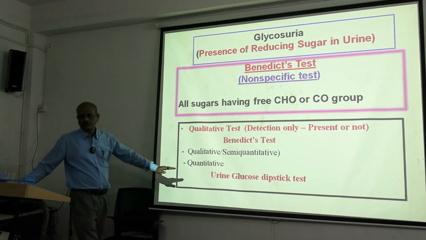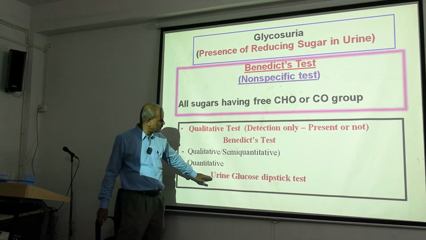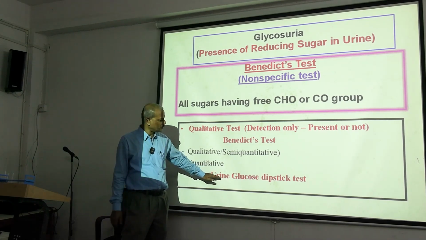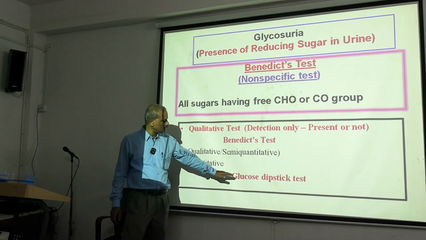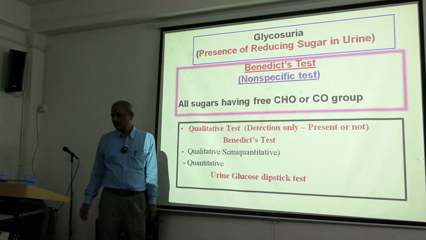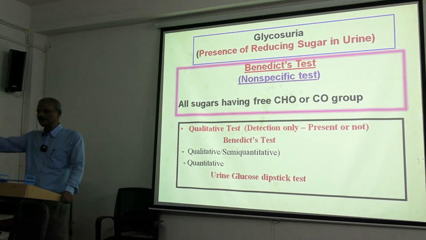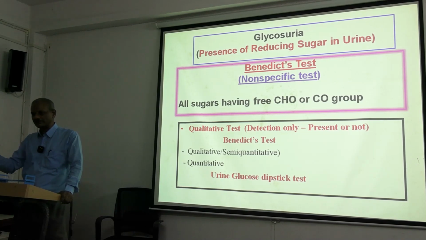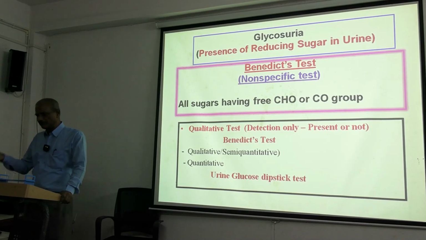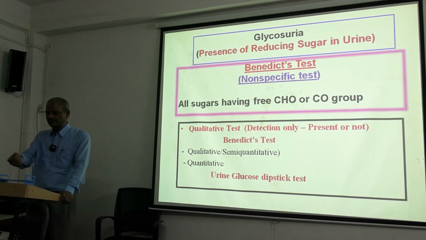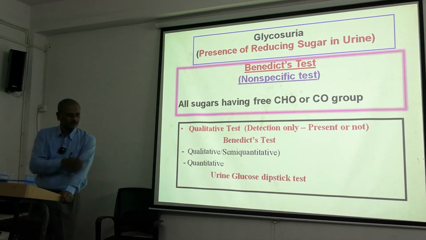The most commonly used method nowadays, for the last 10 to 15 or 20 years, is the urine glucose dipstick method. The Benedict method is a cumbersome procedure. You have to take the reagent and urine, boil it, and it will take time. The dipstick is easier, and within a minute you will get the reading.